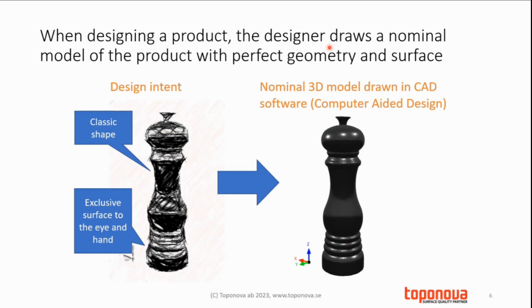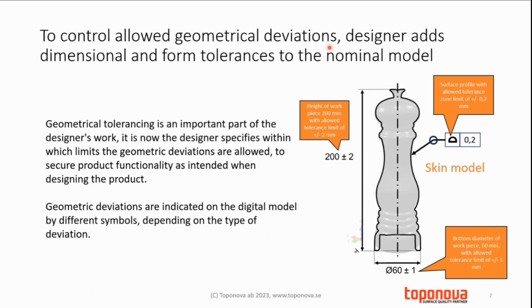When designing a product, the designer draws a nominal model of the product with a perfect geometry and surface. And to control the allowed geometrical deviation, the designer adds dimensional and form tolerances to the nominal model. Geometrical tolerance is an important part of the designer's work. It's how the designer specifies within which limits the geometric deviations are allowed to secure product functionality as intended when designing the product. Geometric deviations are indicated on the digital model by different symbols depending on the type of deviation.